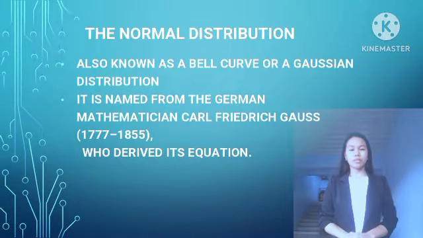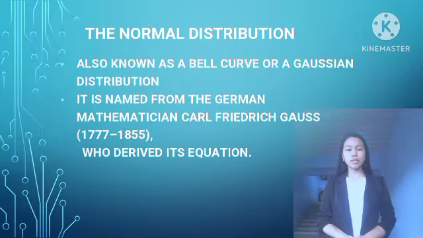The normal distribution is also known as the bell curve or a Gaussian distribution, named for the German mathematician Carl Friedrich Gauss, 1777 to 1855, who derived its equation. Normally distributed variables are distributions that are bell-shaped. A normal distribution is a continuous, symmetric, bell-shaped distribution of a variable.